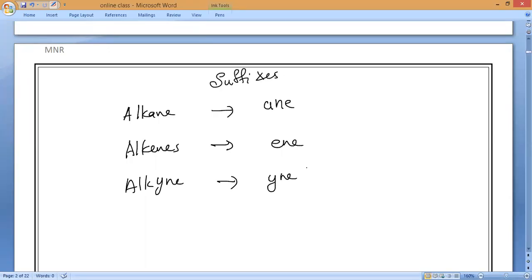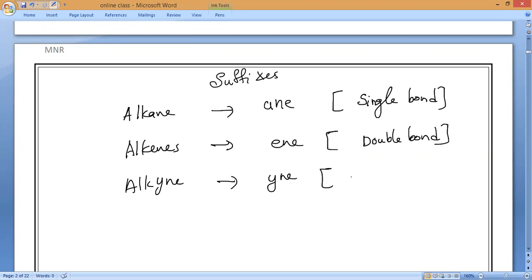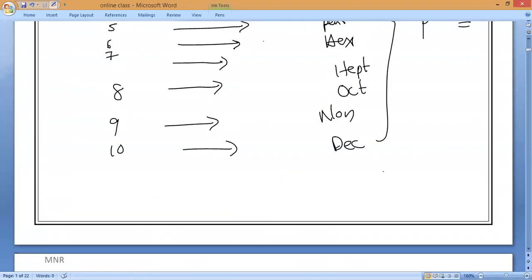You have to remember it. Now, all of you should remember: alkane means ane, and immediately in your mind you should get another word, single bond. Ene means double bond. That is very important. And yne means triple bond. What we used to call suffix as well as prefix. This is the basic thing we have to remember regarding the naming, or nomenclature, of hydrocarbons.